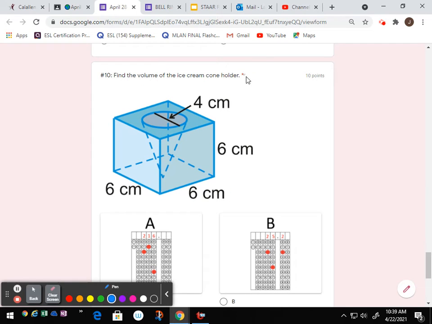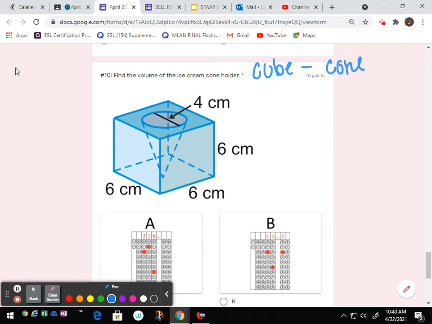Number 10 says it wants us to find the volume of this ice cream holder. So it's a composite figure because we have 2 shapes. We see that we have a cube on the outside, 6 by 6 by 6 is a cube, and then we see this cone on the inside, which is a hole. So again, if we see a shape inside another shape, we're going to take the volume of one, take the volume of the second one, and then subtract the 2. So we'll do the cube first minus the cone. That's what we're going to do at the end.